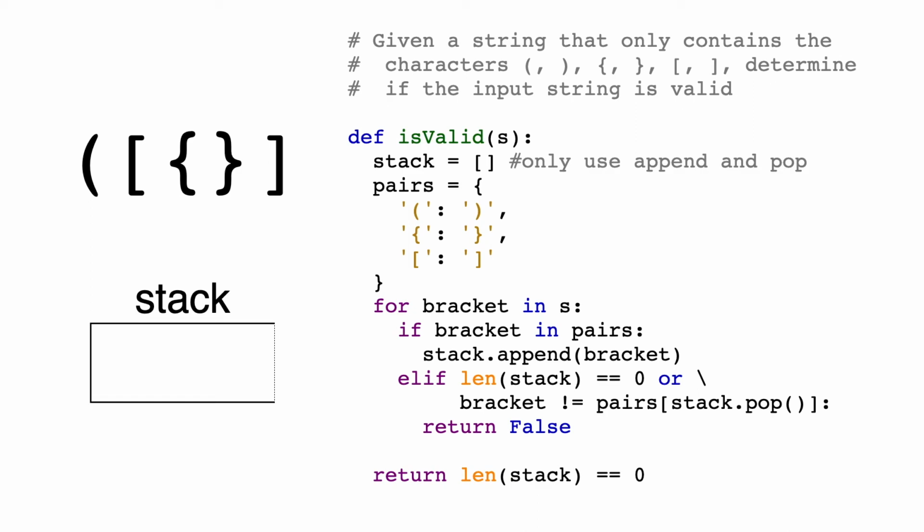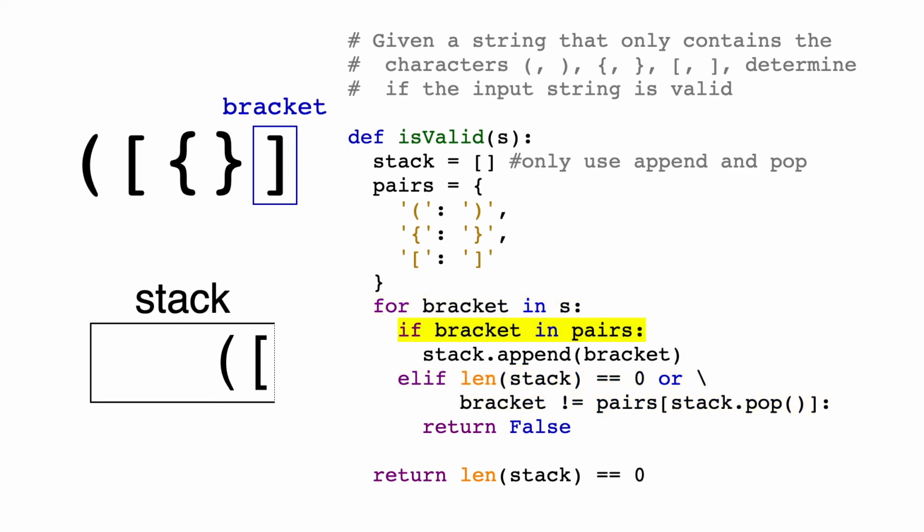Now let's try a different example where we'll be able to get all the way to the end. We'll start off the same way by creating the stack and the dictionary. The first bracket is the open parentheses, so we'll push that onto the stack. Next is an open square bracket, so we'll push that on. And next we have an open curly bracket, so let's push that on as well. Next we have a closing curly bracket, so let's pop the opening curly bracket off the stack and compare it with the current bracket we're on. It's a match, so we can move on.